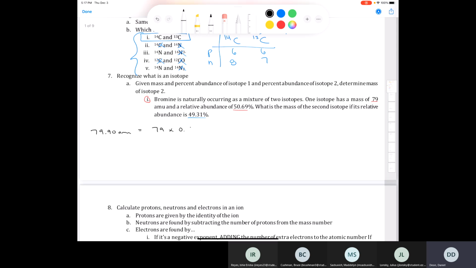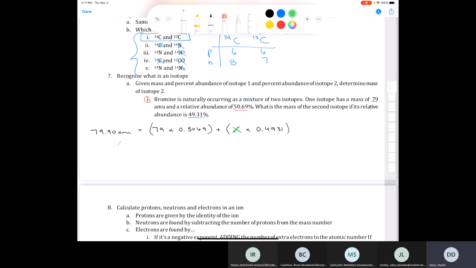So if I multiply that by 0.5069, and then I tally up the mass of the second isotope that I'm going to call X, and I multiply it by its relative abundance, which is 49.31, so 0.4931, like that. Then all it is a matter of a little bit of math to solve for X. Just a little bit of math to solve for X.